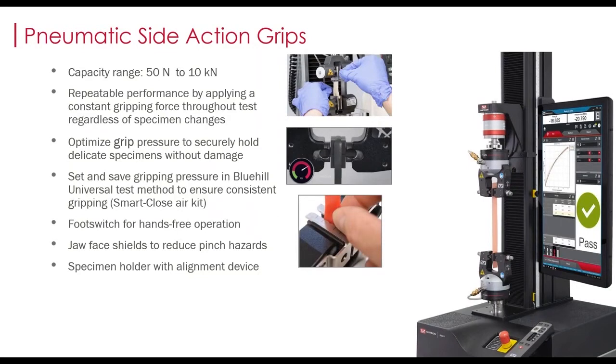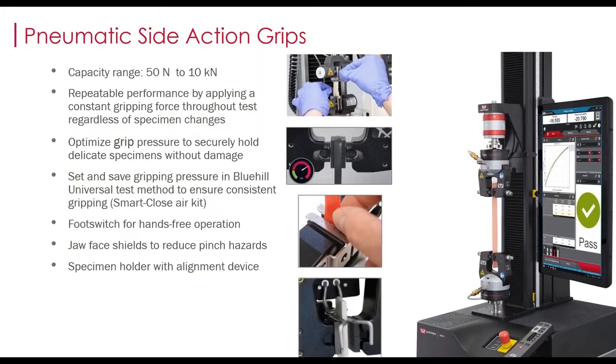Optional jaw face shields can help reduce pinch hazards by preventing the user from inadvertently placing their finger in between the grips. There's also an optional specimen holder that reduces pinch hazards by supporting the specimen so the user can remove their hands from the area before closing the grips. The holder has an integral alignment device to make specimen loading easy and repeatable.